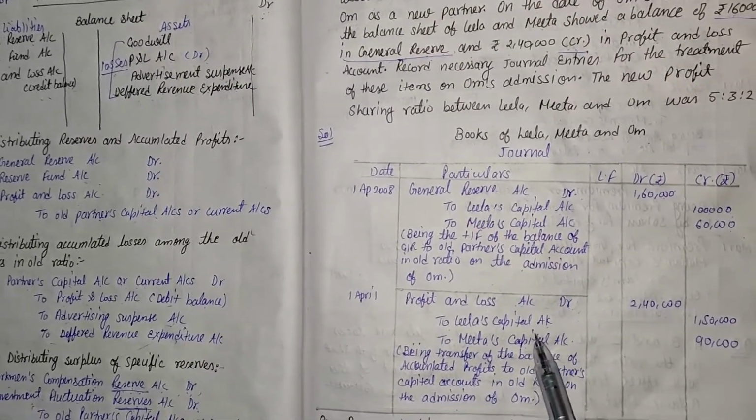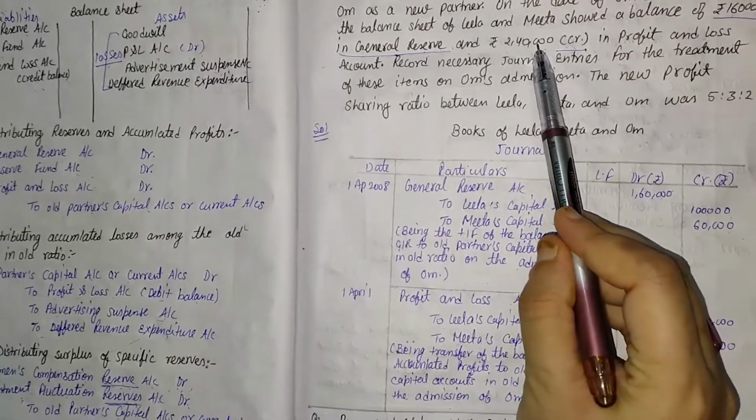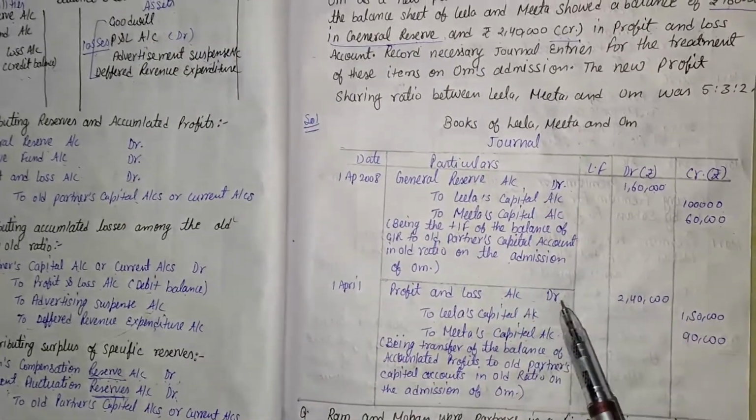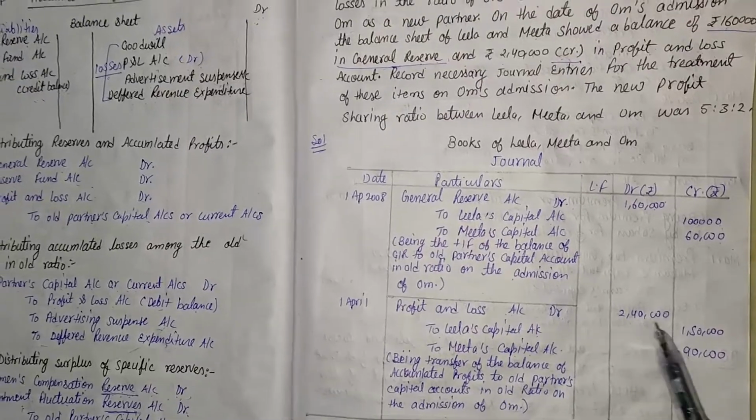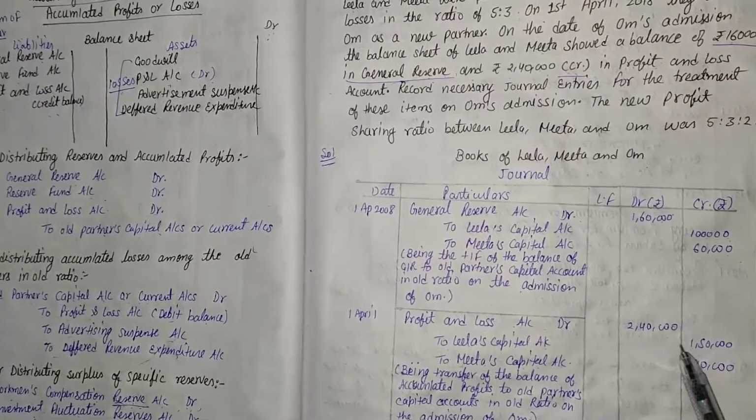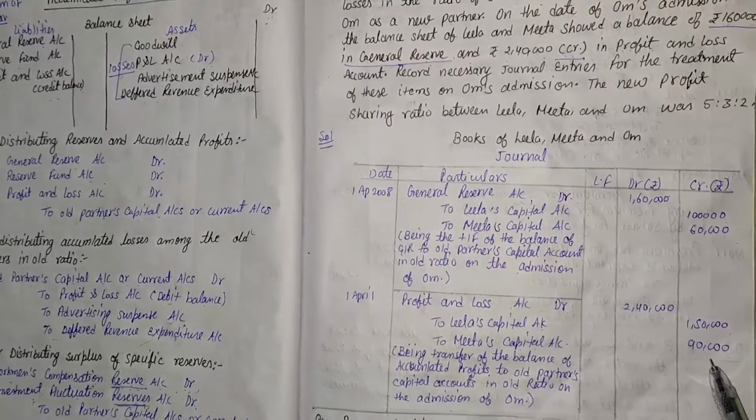The amount of profit and loss, that is 2,40,000, is divided in the old ratio. And what is the old ratio? That is 5:3. So that 2,40,000 is divided in the ratio 5:3, that is 1,50,000 and 90,000.